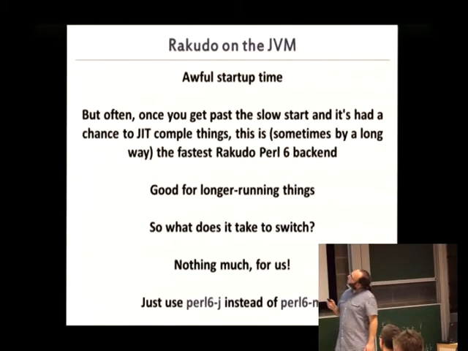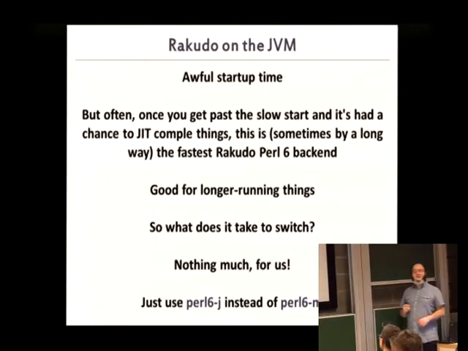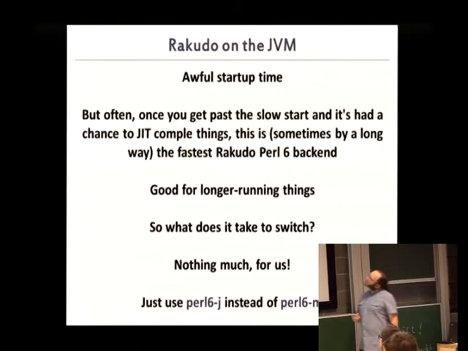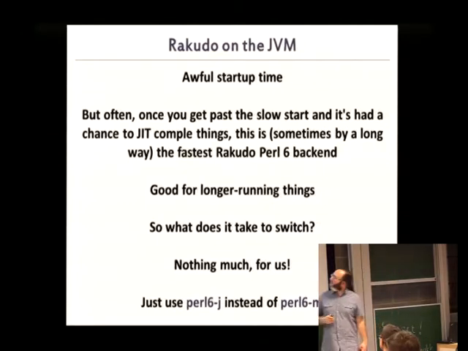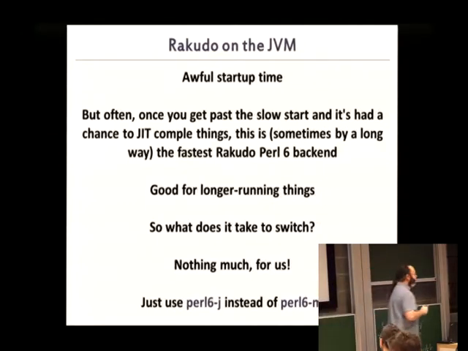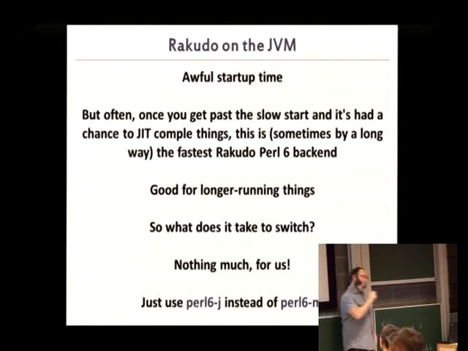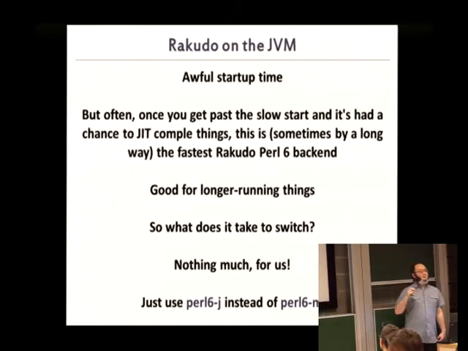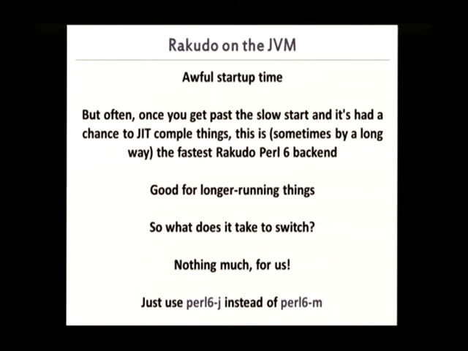Now, the other thing that you can do is run it on the Java virtual machine. Now, there are some pros and cons. The pro is that once it gets going, it tends to be a decent bit faster. I don't have a number comparing JVM against MoarVM, but certainly there was one guy who took his code that he was running with Perl 6 on the Parrot virtual machine, ran it on the JVM, and it ran 40 times faster. Okay, so this can be quite a big speed up.